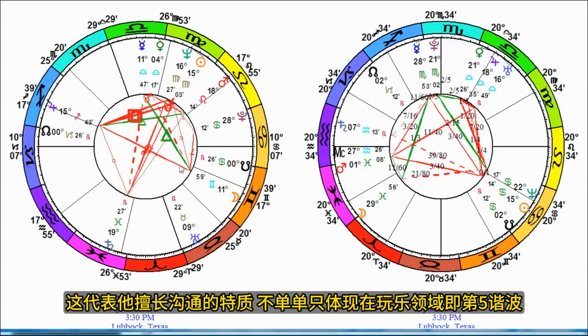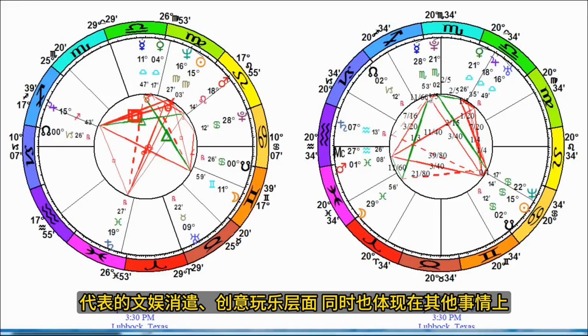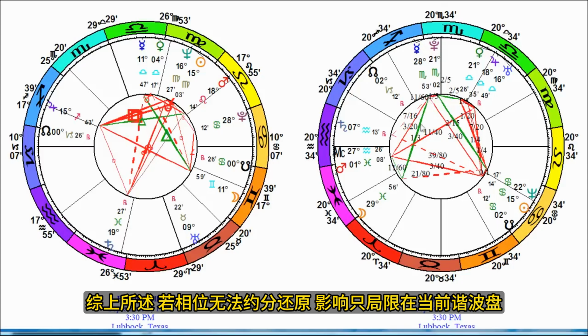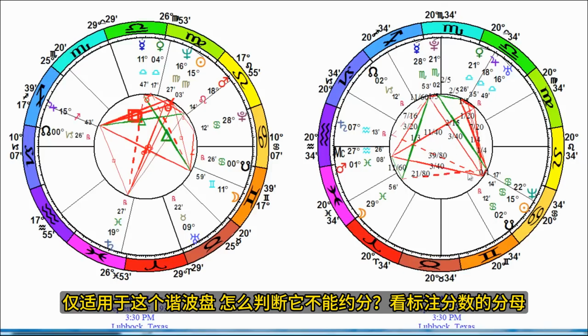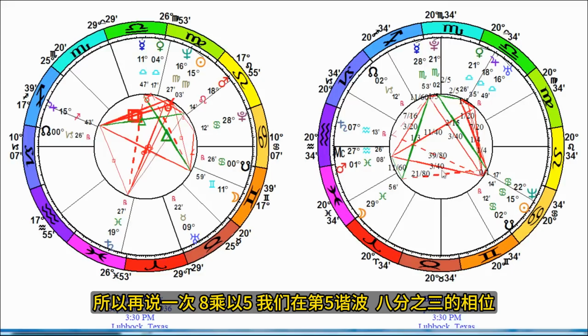Means that his nice personal communication is involved in his play, 5 stuff, his creative and playful side. And it's also involved in other things. So the conclusion is that if the aspect does not reduce down, it applies only to this chart. How do I know it's not reducing down? Because the denominator that's shown to me in the label is the denominator of the aspect times whatever harmonic I'm in, right? So, again, 8 times 5, we're in the 5th harmonic.